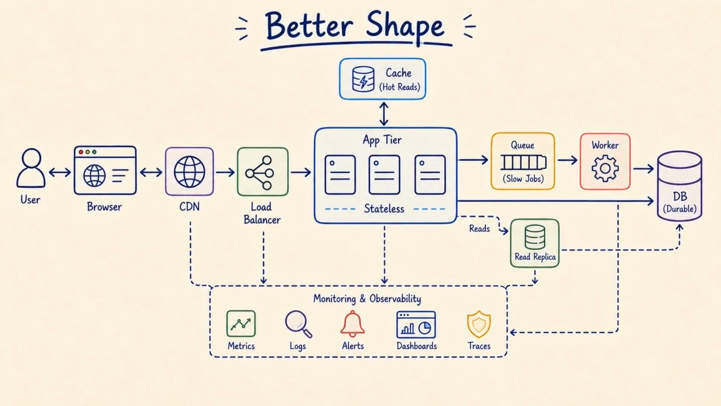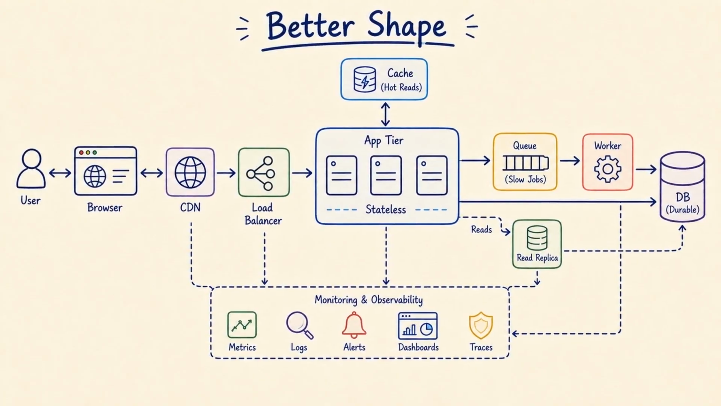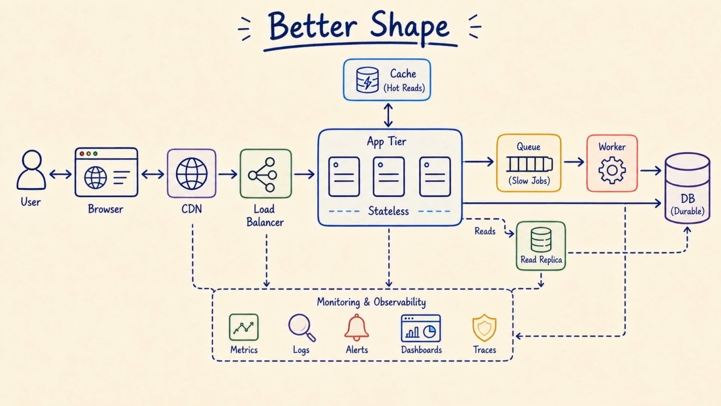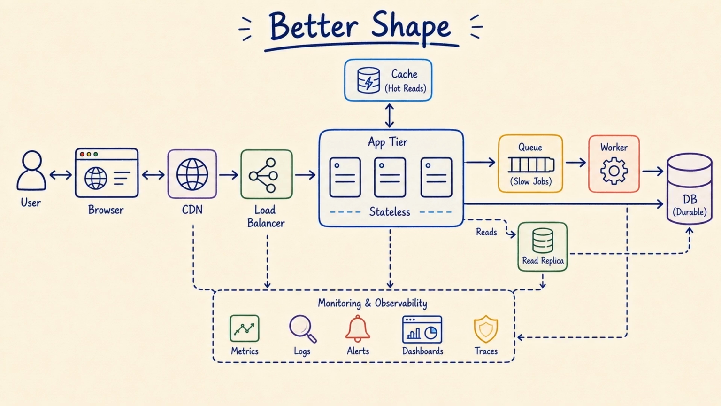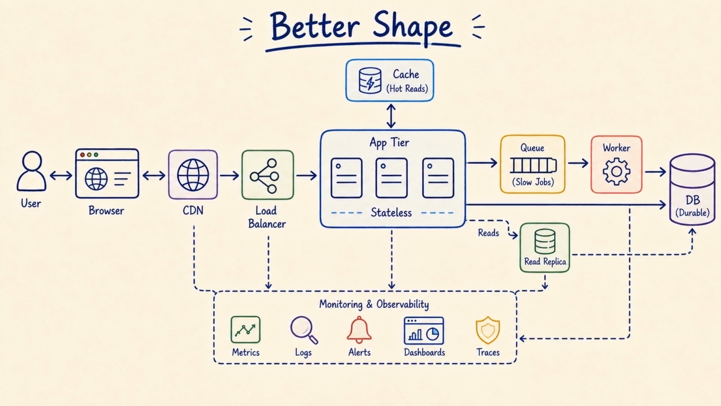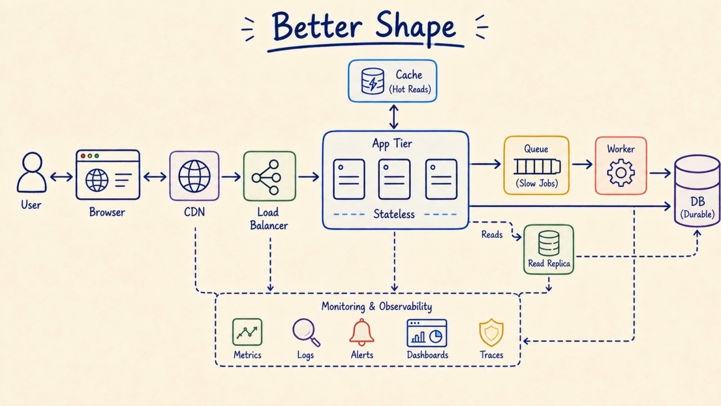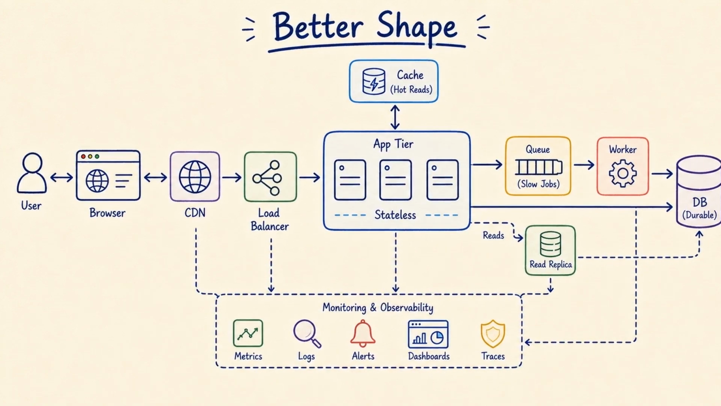So the better design adds only what solves a real problem. For this topic, that better shape is a stateless app layer behind a load balancer, cache for hot reads, CDN for static assets, queues for slow work, and monitoring around the critical path.